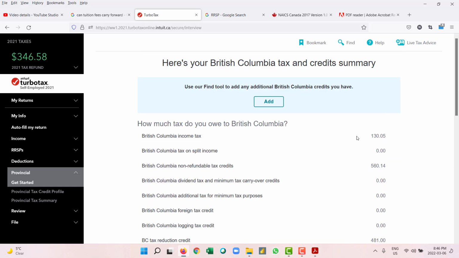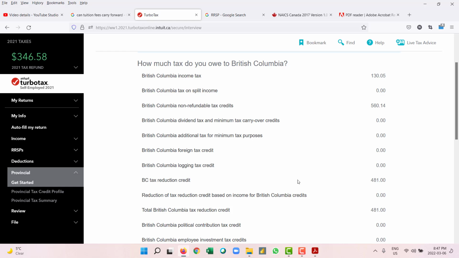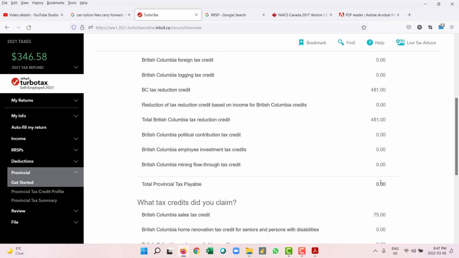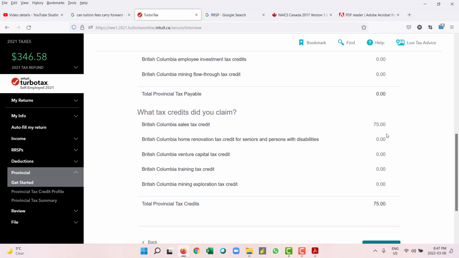Okay, look, it's very important. How much tax do you owe to British Columbia? $130. British Columbia non-refundable tax credit $560. So the British Columbia tax reduction credit $481. Total provincial tax payable $0. Okay, so it's gone. And what tax credit did you claim? British Columbia sales tax credit.